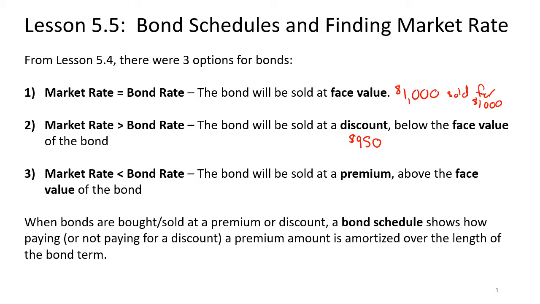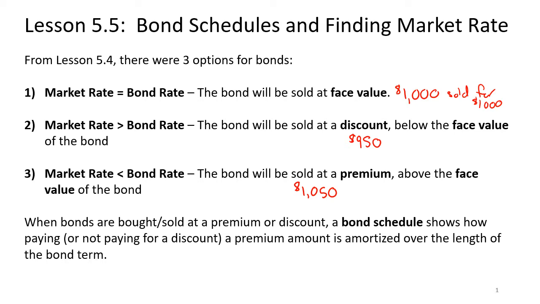Similarly, if the market rate is less than the bond rate, that means that bond is very advantageous towards you. Okay, you might actually want it over putting your money in the market because you'll get a higher rate. So it'll be sold at a premium. So something like $1,050 instead of the face value of $1,000. Okay, so it'll be sold for more because you actually are gaining more than the market rate.